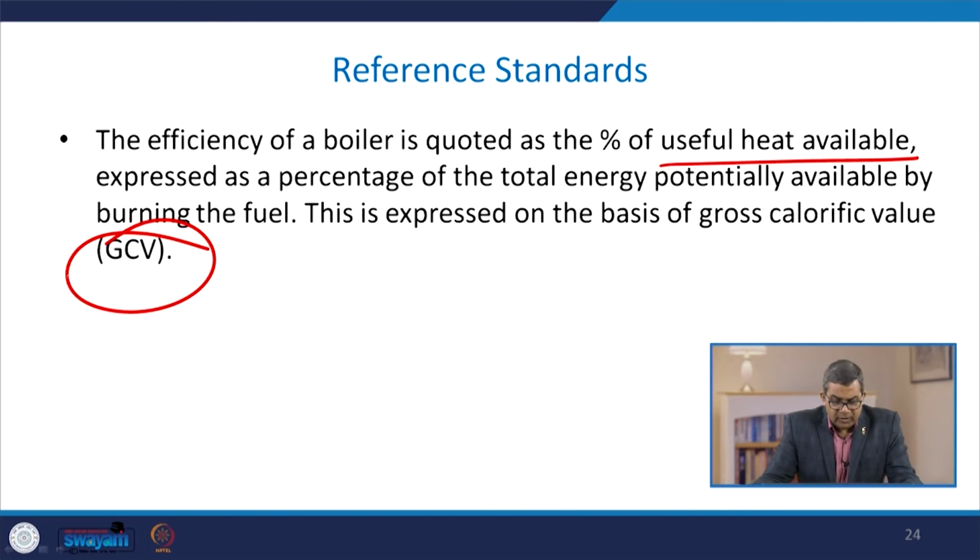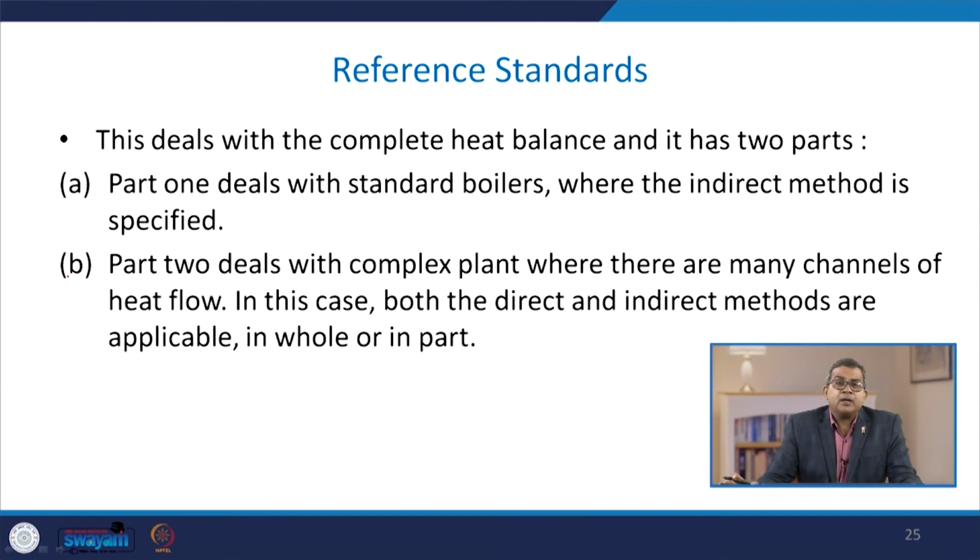Now, when we talk about the various standards, especially the British standards, this deals with the complete heat balance, and it usually has two parts. Part 1 deals with the standard boilers, where the indirect method is specified, whereas part 2 deals with the complex plant, where there are many channels of heat flow. In this case, both the direct and indirect methods are applicable, either partially or in toto.